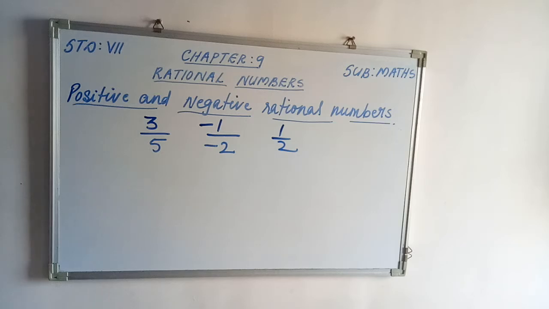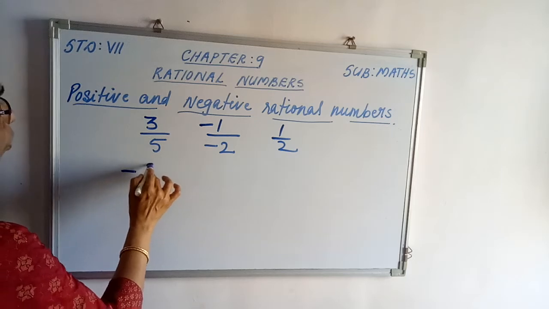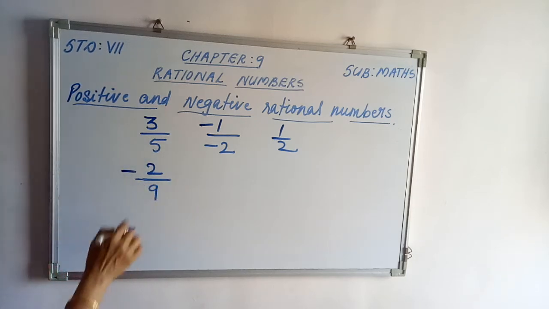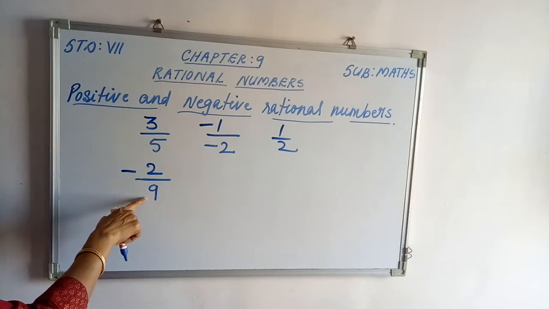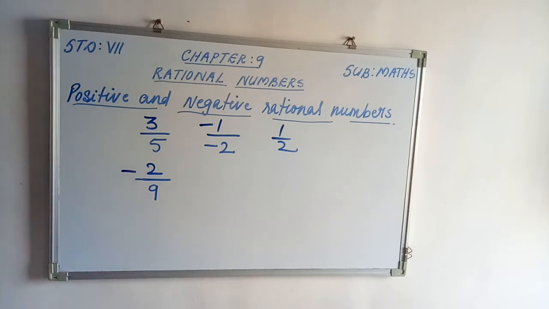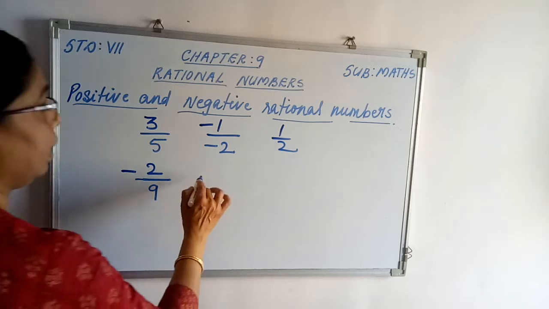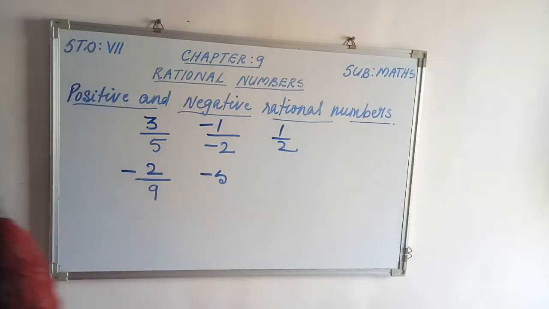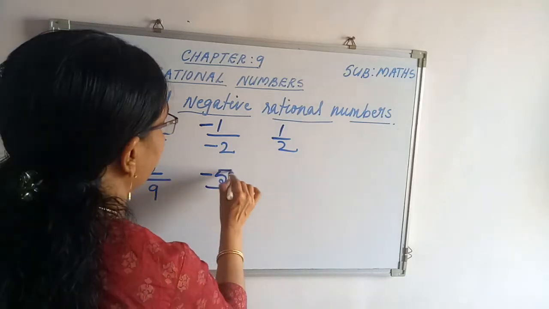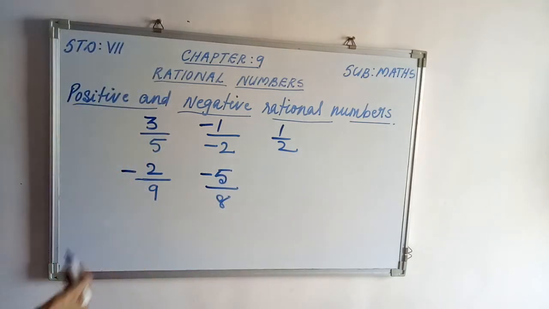Now, what is a negative rational number? If the numerator and the denominator of a rational number have opposite signs, one positive and the other negative, then the rational number is negative. For example, the negative rational number minus 2 upon 9. Here the numerator is negative, denominator positive. So this is an example of a negative rational number. Otherwise, it can be written in this way: minus 5 upon 8. That is also another example of a negative rational number.